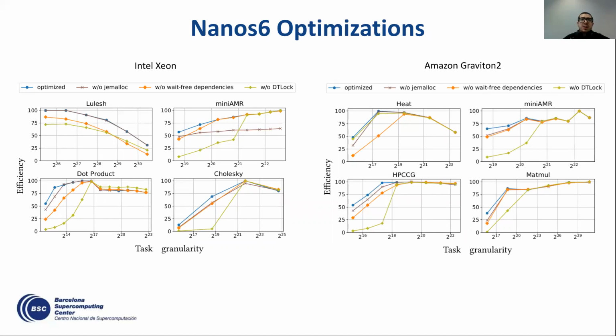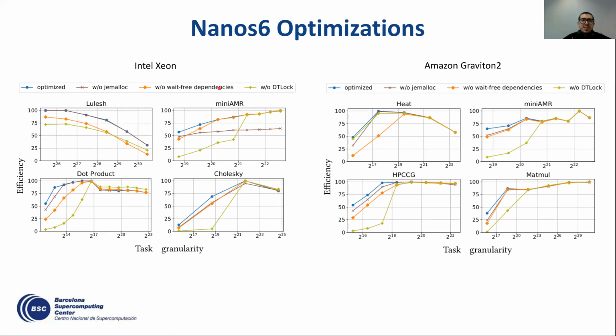Here we see the comparison of the version of Nanos6 that has all of our improvements in blue, and then the three versions, each one without one of the components. The brown version does not use jemalloc, the orange version uses the old block-based dependency system of Nanos6, and the green version uses a simple global lock in the scheduler. As we see, depending on the benchmark and the machine, some optimizations affect more than others, but overall it is obvious that each optimization contributes significantly to performance on small granularities.